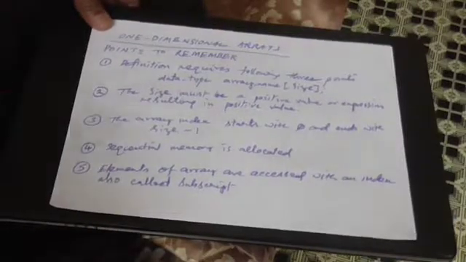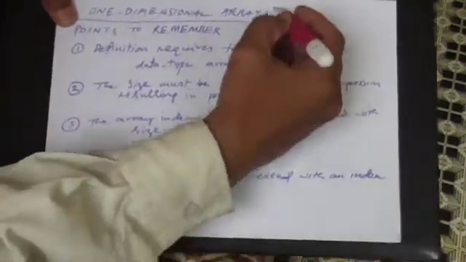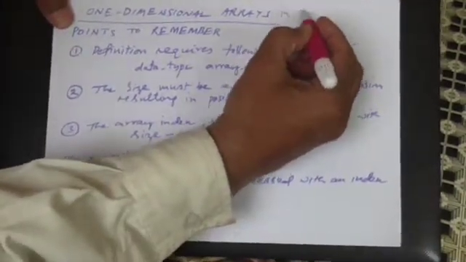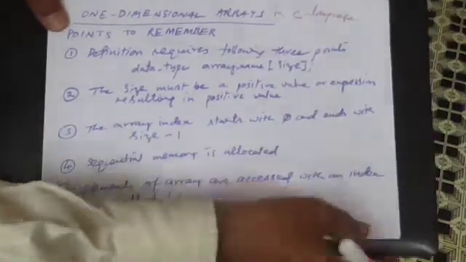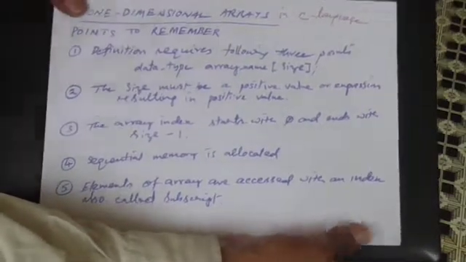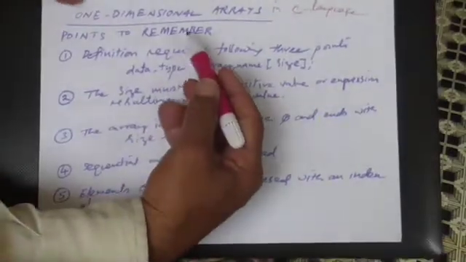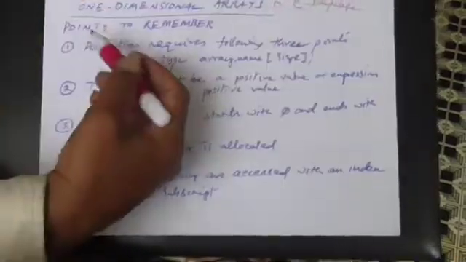Hello, good morning. Today we are going to discuss what are called one-dimensional arrays in C language. This is in continuation with my earlier lecture on Introduction to Arrays. When you are declaring or defining one-dimensional arrays, you have to remember certain points very carefully.